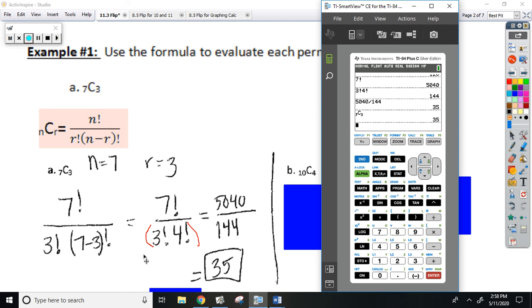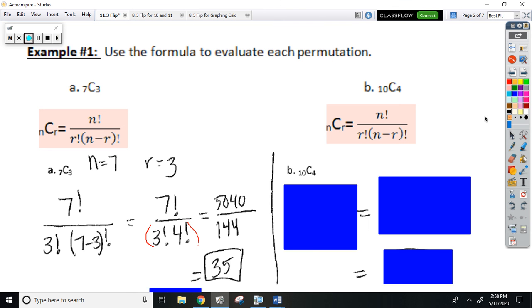On your mini quiz, I won't know if you're using the formula or doing it by hand, but on your homework, when the directions say use the formula, I would like you to use the formula. If you want to try the next one on your own, go ahead and pause the video. If you want to keep watching, go ahead and stay.